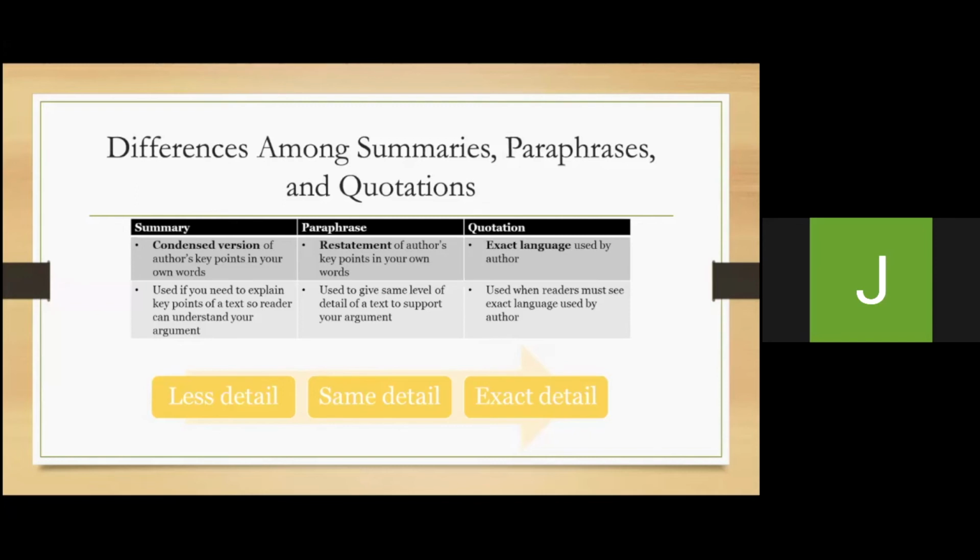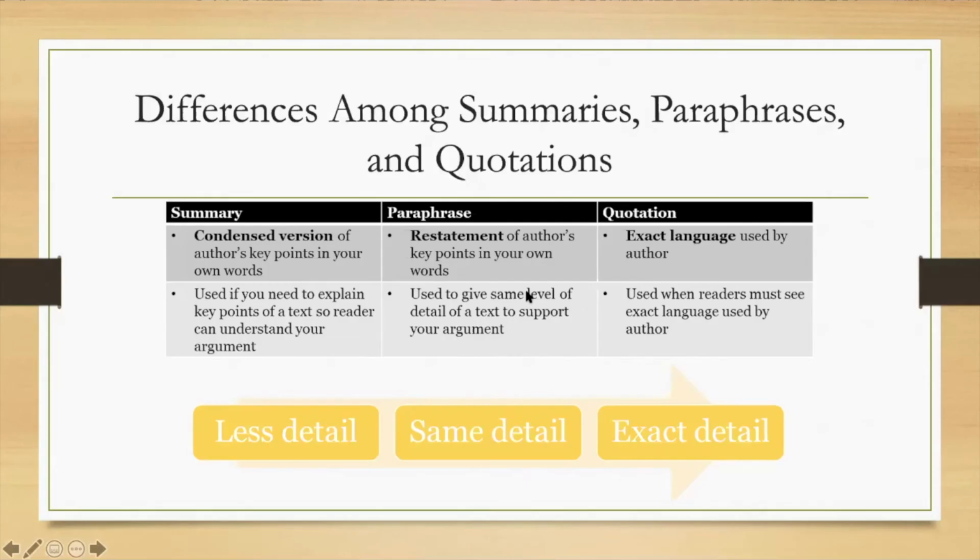However, sometimes you need to paraphrase an author's key points in your own words because you want to give the same level of detail to support your argument. So if you're talking about someone's key paragraph in a manifesto, you might paraphrase it so that it states the same ideas from that paragraph in your own work.